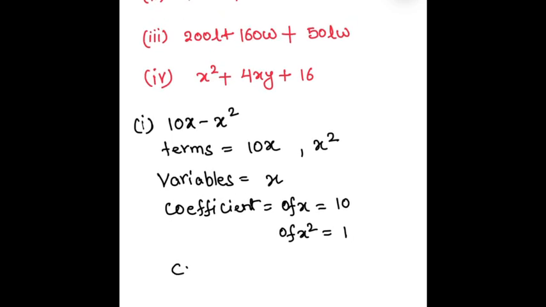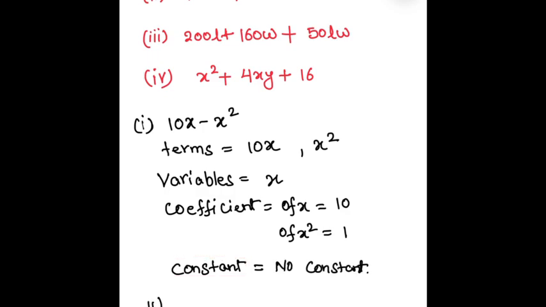And the last one is constant. A constant is a number on its own that has a fixed value. It does not change. In this expression, there are no constants because a constant is not attached to any of the variables. Its value is fixed. Constant is a number. So there is no constant here in the first expression.